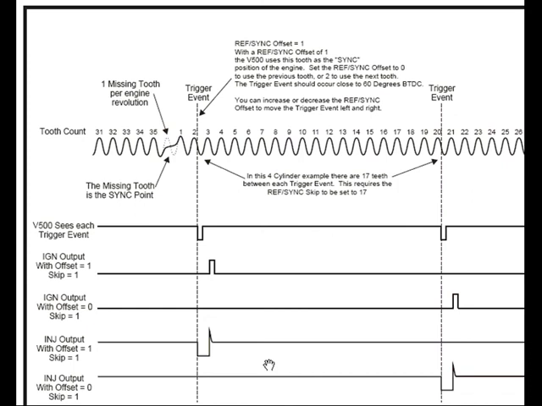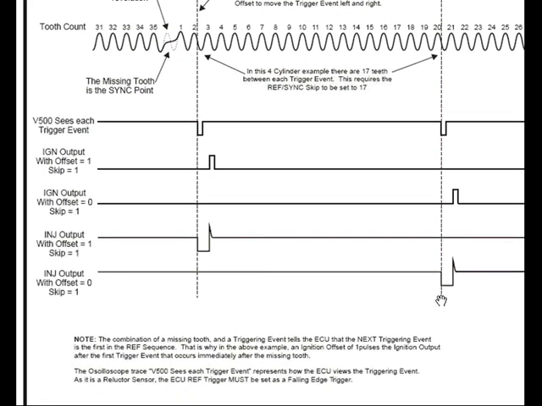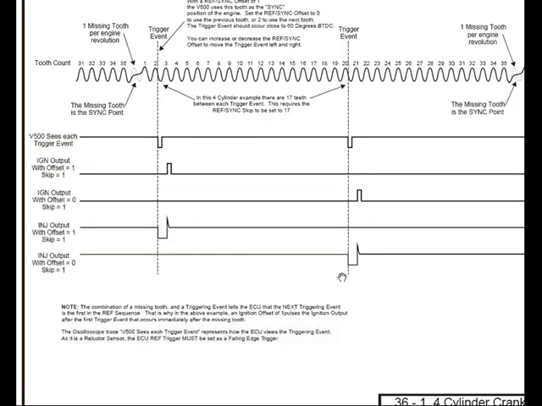The same applies to the injector outputs. Here we have an injector output with an offset of 1, and here we have an injector output with an offset of 0. You'll also note that the injector output goes low, that is, turns the injector on at the triggering event. This occurs always with the V500 ECU.